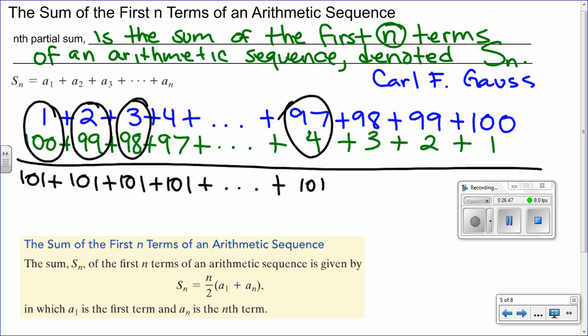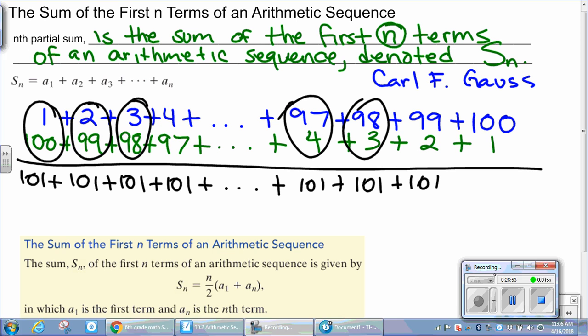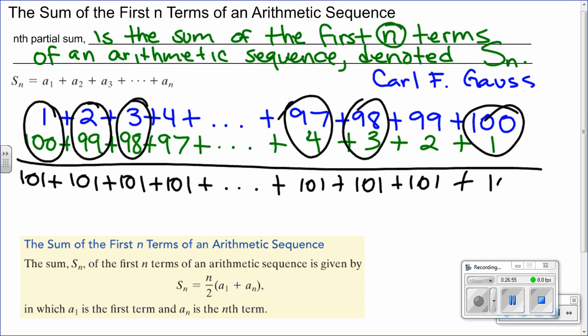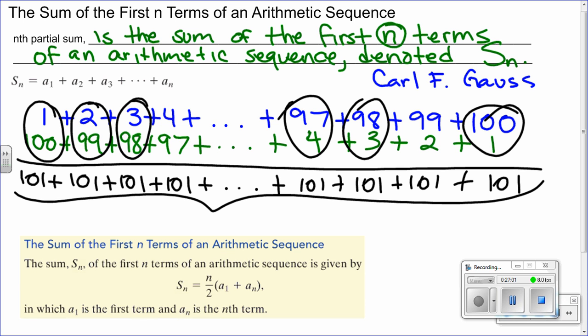Right, 94 and, I'm sorry, 97 and 4. 98 and 3. And of course here, 101. So if you think about it, how many 101s do you have in total? 100. So you have 100 times 101, so right? You would have 10,100. But how many times did you write the sequence?